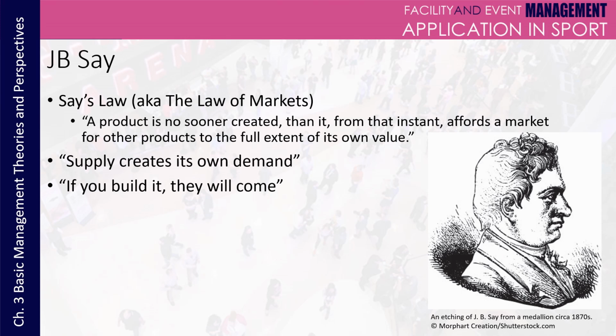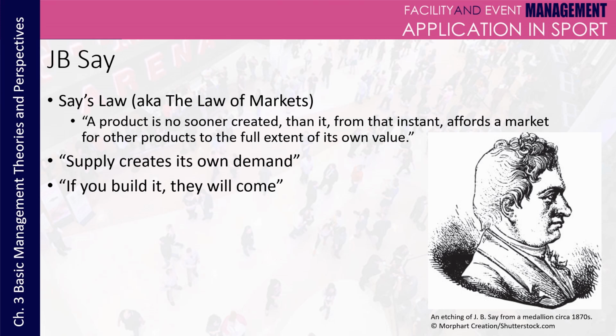In simpler terms, it suggests that the production of goods and services inherently creates a market for other goods and services. This principle was originally meant to explain that the act of producing something leads to an increased ability to purchase other goods in the economy. A key quote from Say himself is, "A product is no sooner created than it, from that instant, affords a market for other products to the full extent of its own value."